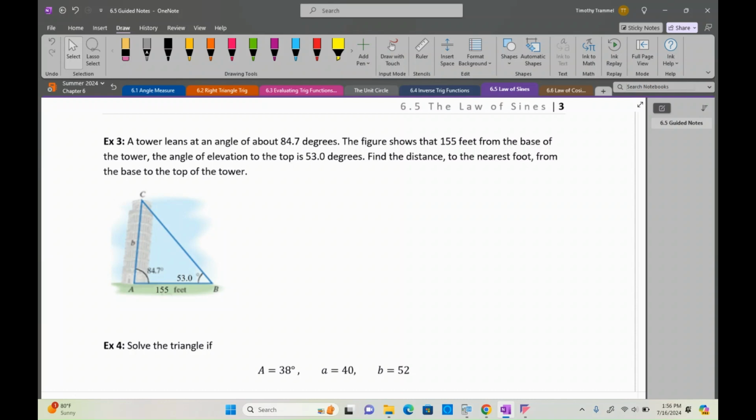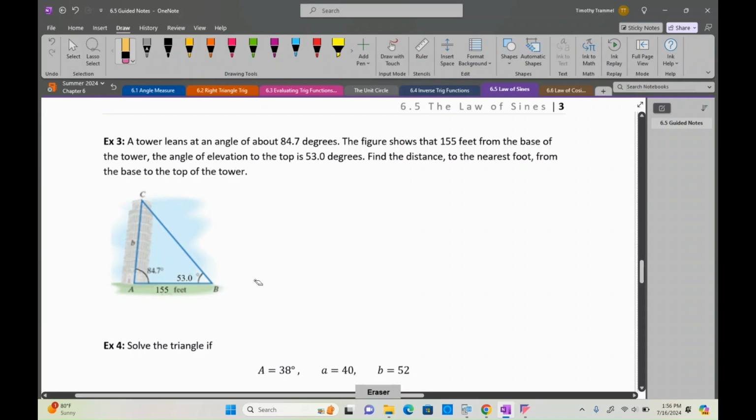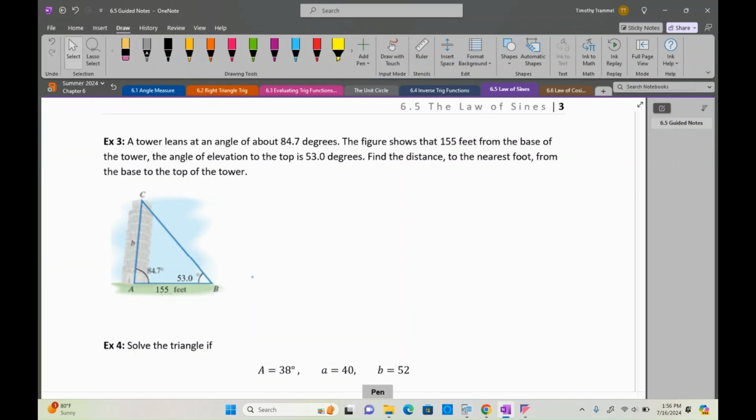It says a tower leans at an angle of about 84.7 degrees. The figure shows that 155 feet from the base of the tower, the angle of elevation to the top is 53 degrees. Find the distance to the nearest foot from the base to the top of the tower. So we're looking for little b over here.